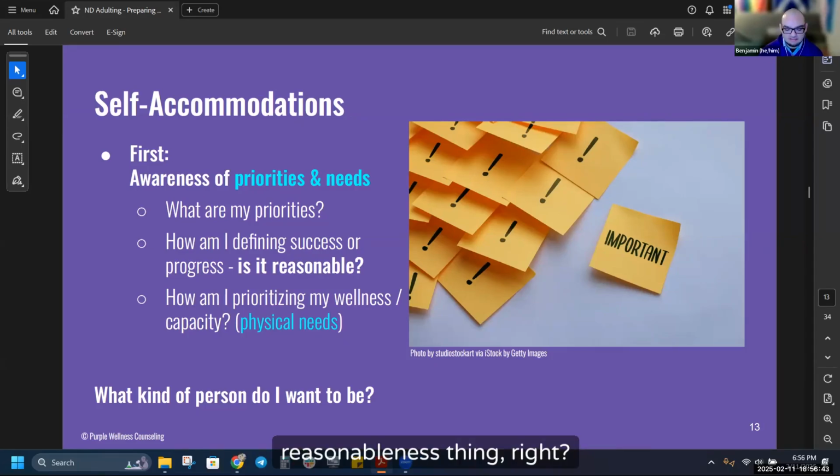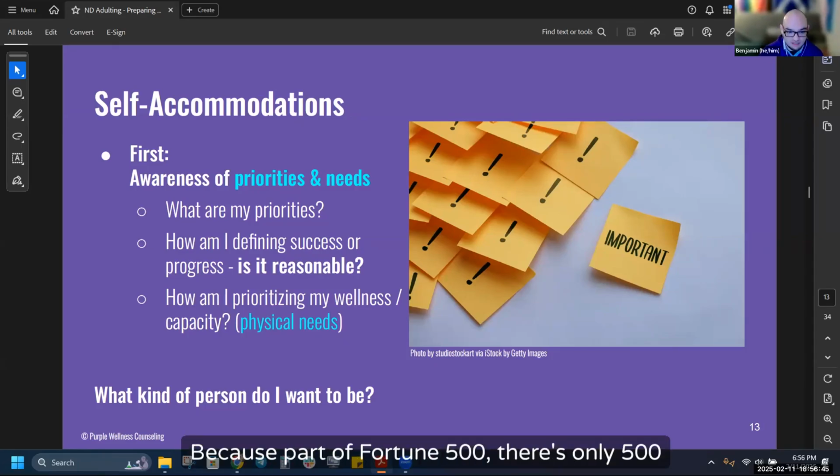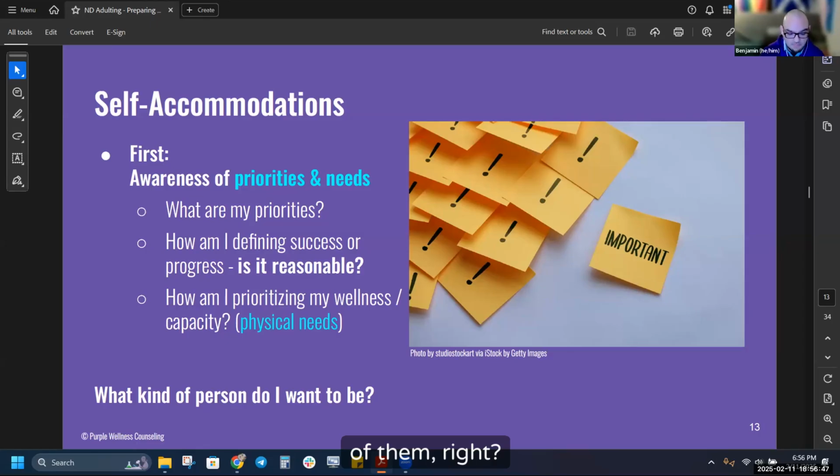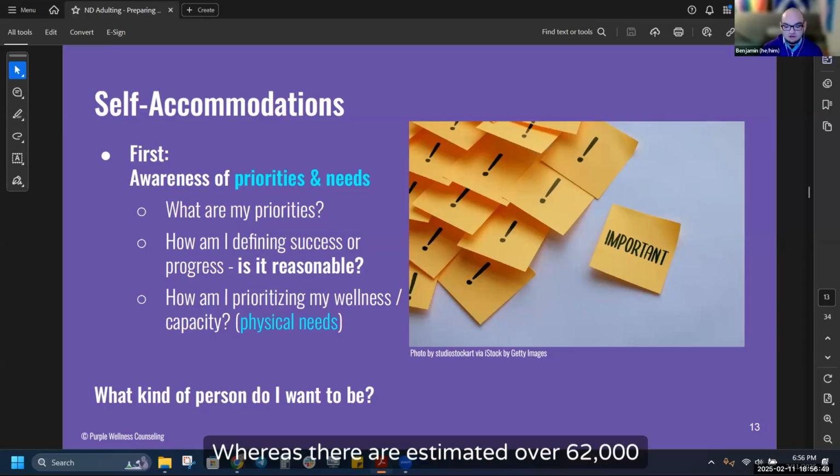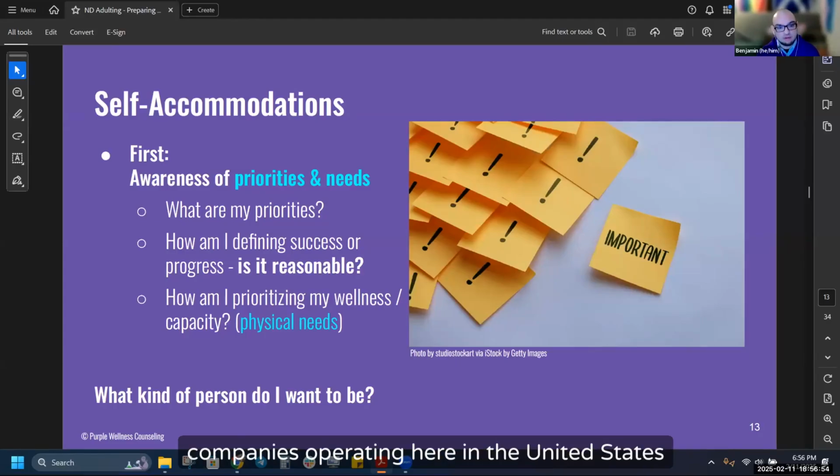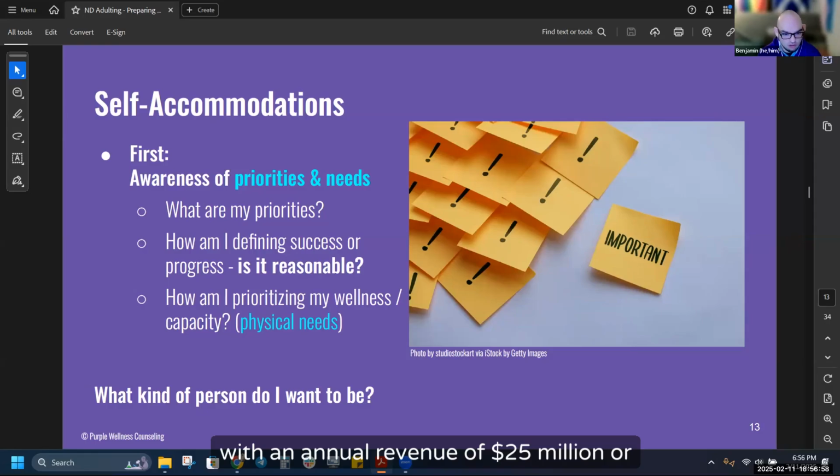reasonableness thing, right? Because part of Fortune 500, there's only 500 of them. Whereas there are estimated over 62,000 companies operating here in the United States with an annual revenue of $25 million or more. So thousands and thousands and thousands of companies that are big employers in their area are likely important in their industry. And so thinking here about, is it the priority that you want to work for a particular company, or is it a particular lifestyle you're pursuing?